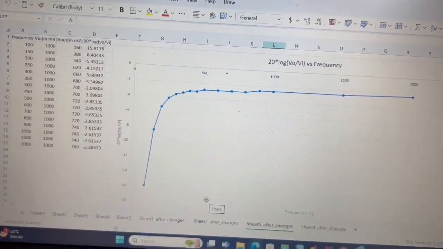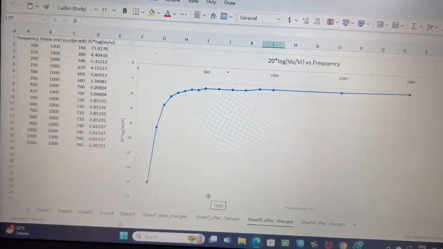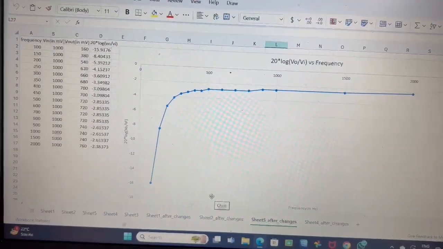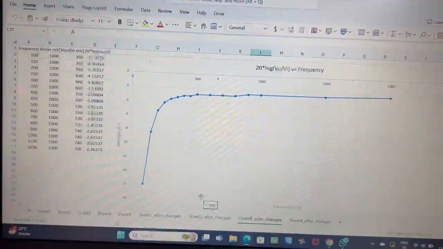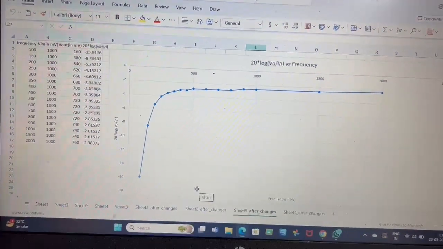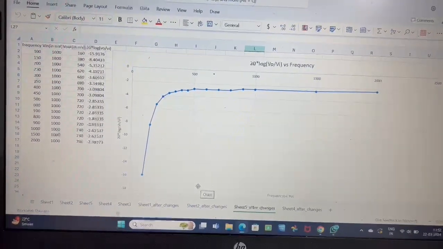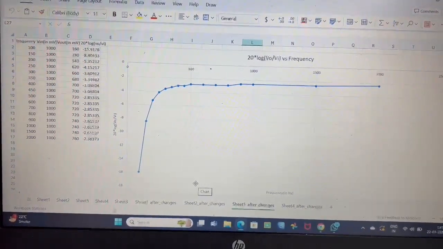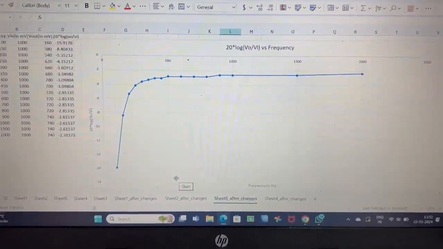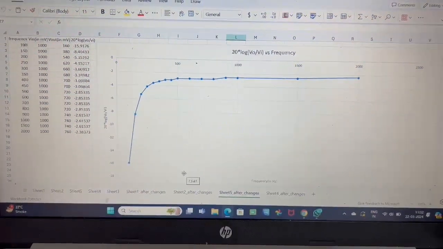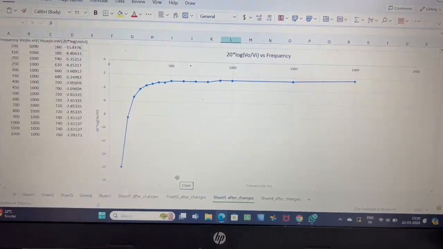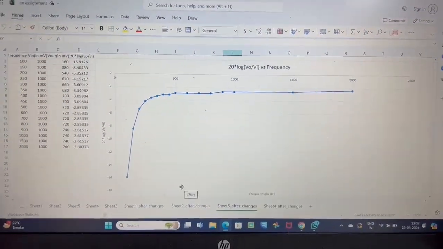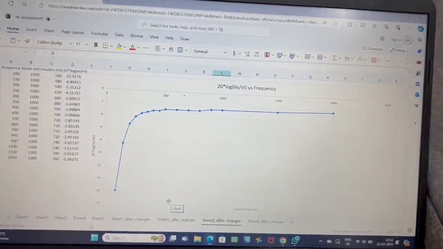We have changed the frequency from 100 to 2000, and the V input is constant, which is 1 volt, and the V output is increasing gradually. We can see here from 160 to 760, and we have got the gain values in negative, and we can see the graph is increasing, and from 1000 the graph has become saturated, like a horizontal straight line.